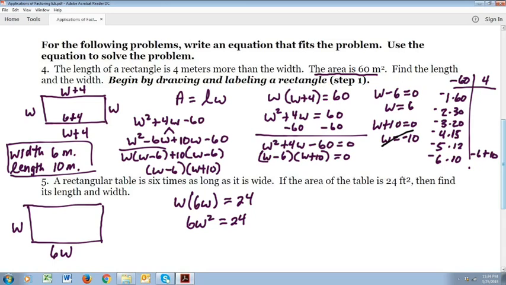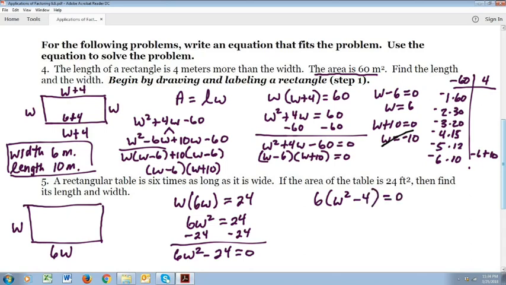So certainly this is quadratic, and so we're going to want to get 0 on one side, everything else on the other. So let's subtract 24 on both sides. So we're going to get 6w squared minus 24 is equal to 0. So if you look at that, certainly we can factor out a GCF, and that would be 6. So it's going to be 6 times w squared minus 4. So notice we've got a difference of squares here. We can write this as w minus 2 times w plus 2.